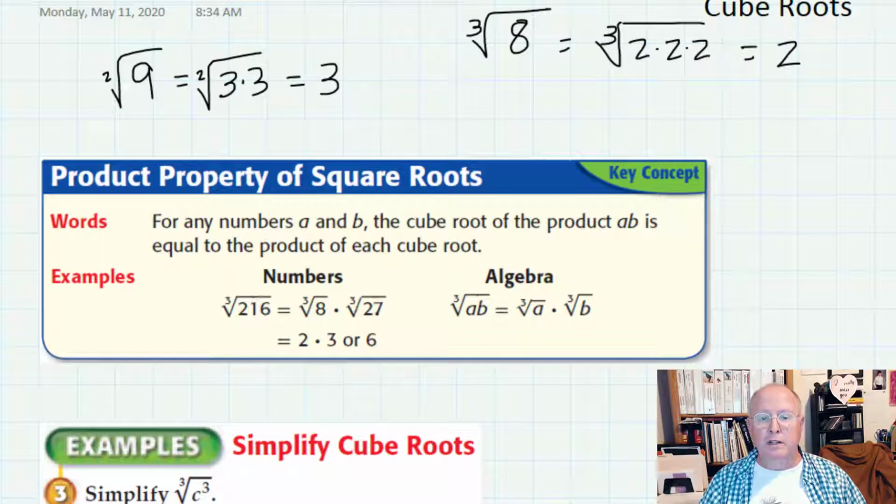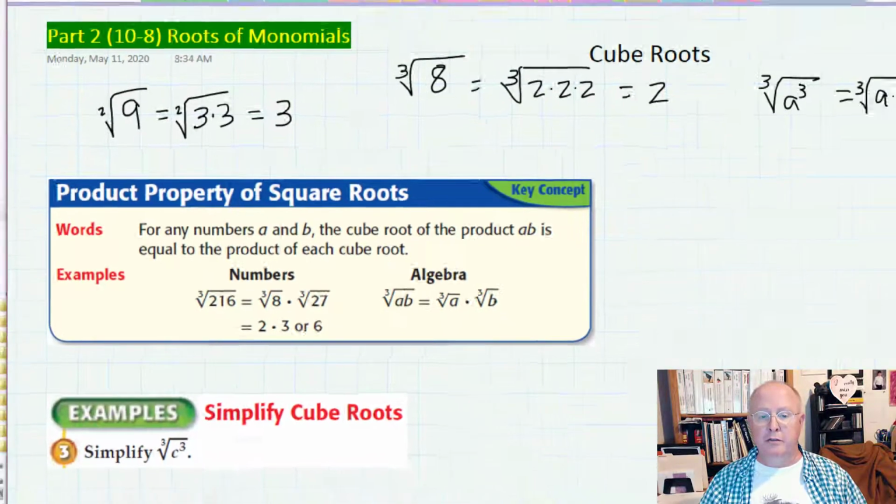We've learned from above that the cube root of 8 is 2. The cube root of 27 would be 3 times 3 times 3. So therefore the cube root of 27 is 3. Those 2 things multiplied together, their product is 6. So the cube root of 216 is 6. And that's what they're saying here. And then likewise in algebra terms, the cube root of a times b is the cube root of a times the cube root of b.